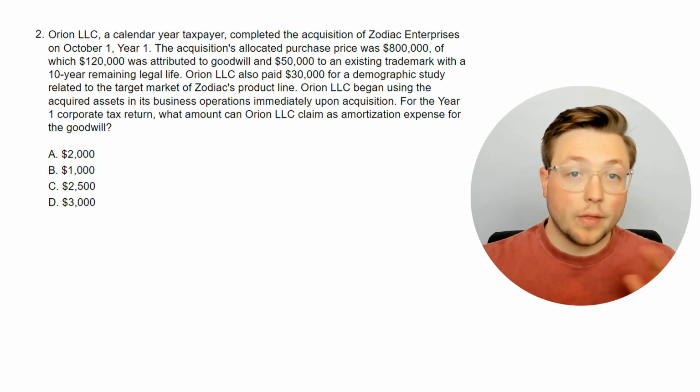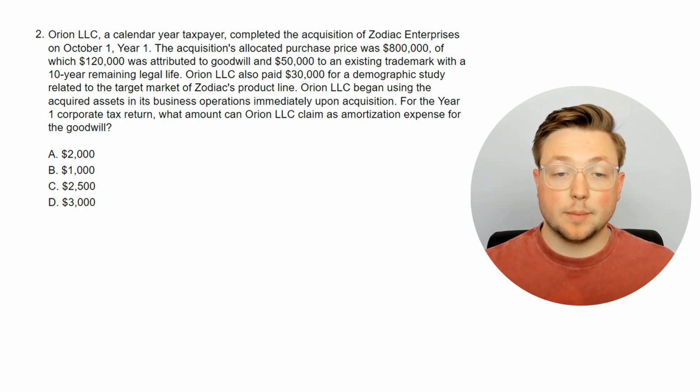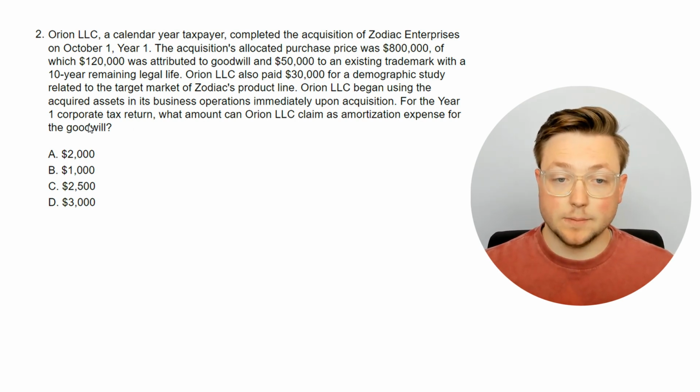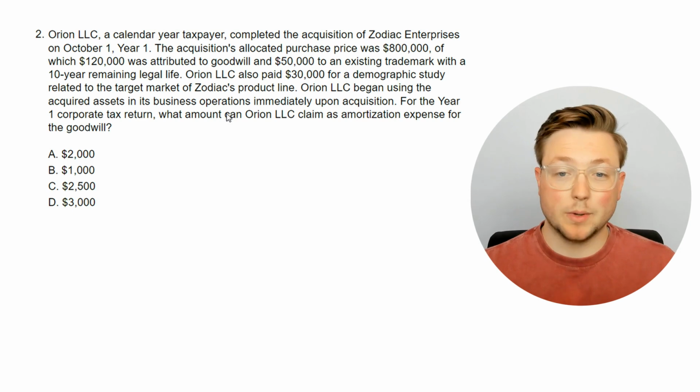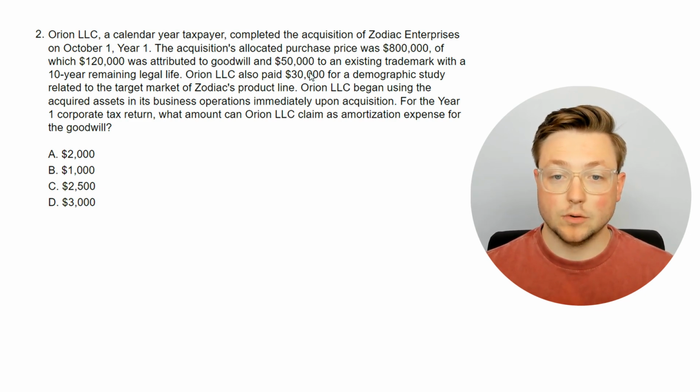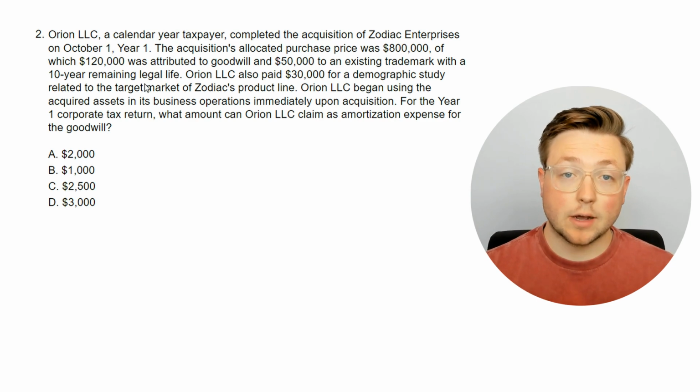Okay, so with all that said, you always got to pay attention to the last part of the question. It's just asking what can we do for the amortization of the goodwill. So you honestly could probably do this question just based off of the previous question. So all we have to look at is the goodwill, which was $120,000. So pause the video, think about it, and do the calculation.